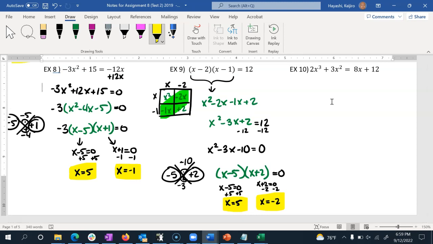So with example 10, you might notice that there is an x to the 3 term here. So we'll see how many solutions we actually get. But what number of solutions do we have the potential to get with this x to the 3 kind of equation? 3.